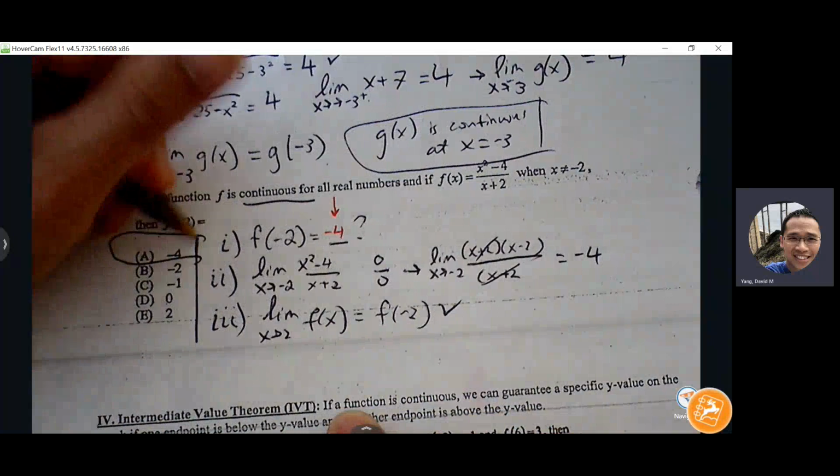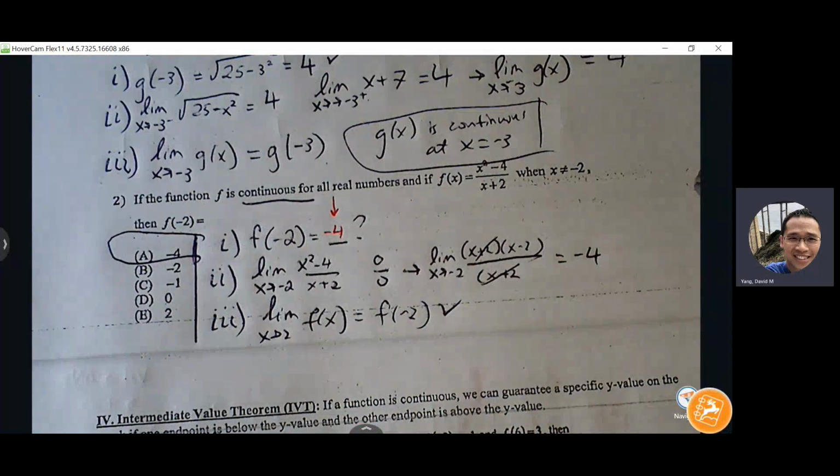So basically saying, okay, there's a hole in the graph, but what can we do to fill in that hole? And if we can find the limit, then we found the location of the hole, and we can just fill in that hole with the ordered pair.